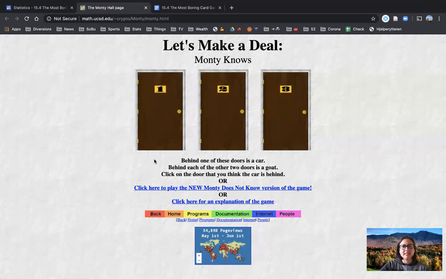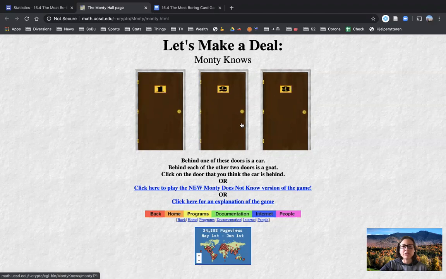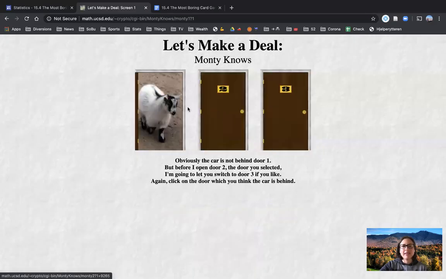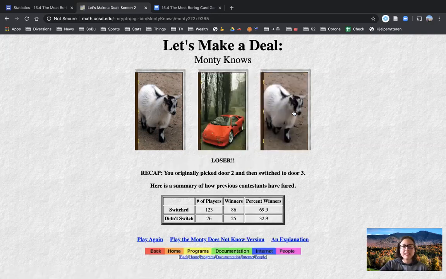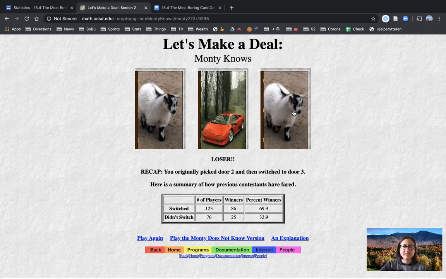But the idea is I would pick a door. Let's say I want to pick door number 2. The host would reveal that, hey, look at that, there's a goat behind door number 1. Good thing you didn't pick that. Do you want to stay with door number 2, or do you want to switch to door number 3? And so let's say, okay, I'm going to switch to door number 3. Oh, look at that. Gotta go. Didn't totally win.